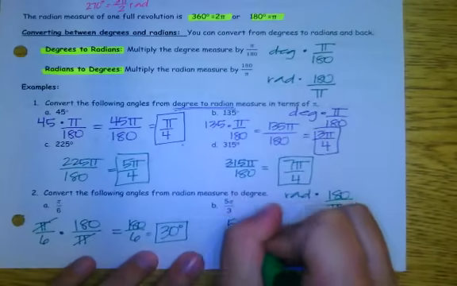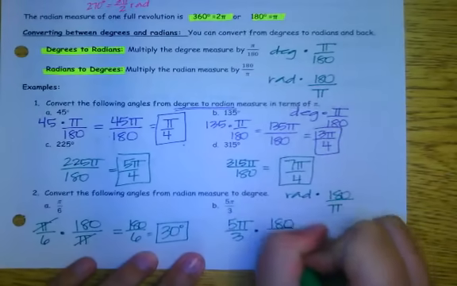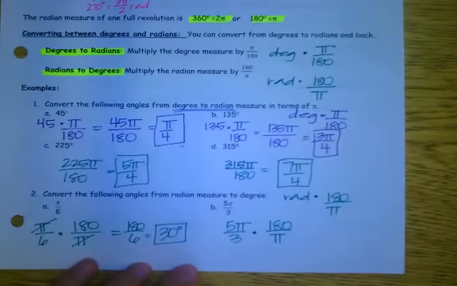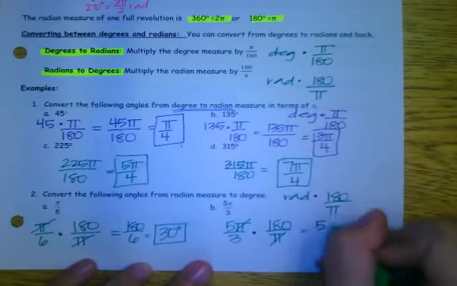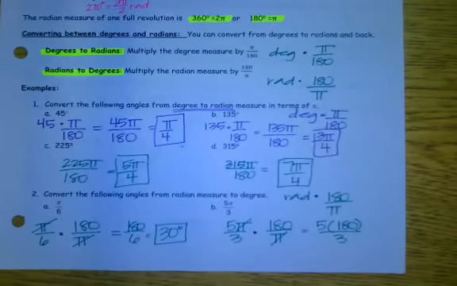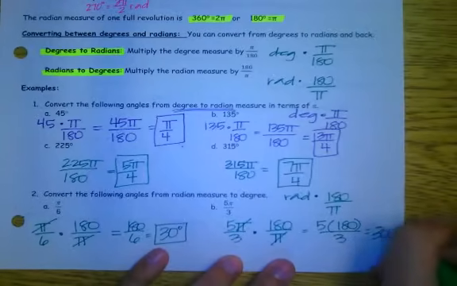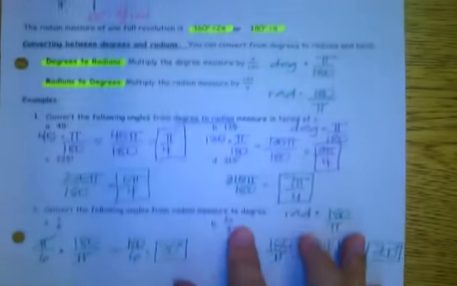Okay, so now I have 5 pi over 3 times 180 over pi. Again, my pi's cancel. And I'm left with just 5 times 180 divided by 3. And what do you get? 300 degrees. Questions on converting from degrees to radians and radians to degrees? Nada? Okay.